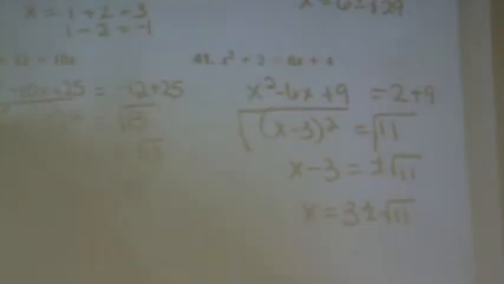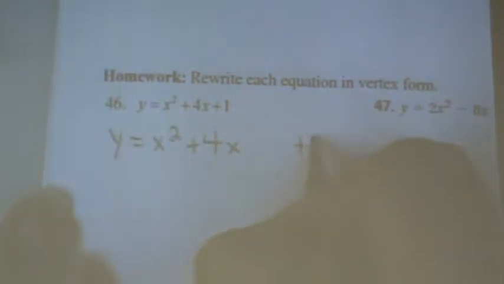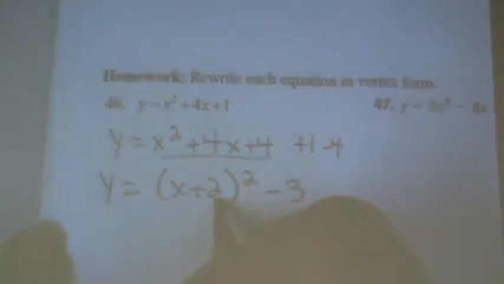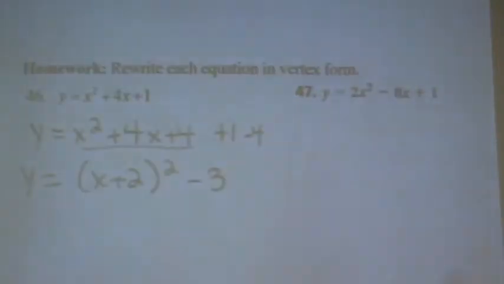On the back side, what we are going to do is complete the square. We're going to write these in vertex form. So for 46, you're going to slide 1 over. Half of 4 is 2, squared. You're going to add 4, subtract 4, and factor. You get x plus 2, quantity squared, minus 3. These 3 factor to be x plus 2, quantity squared. 1 minus 4 is negative 3.